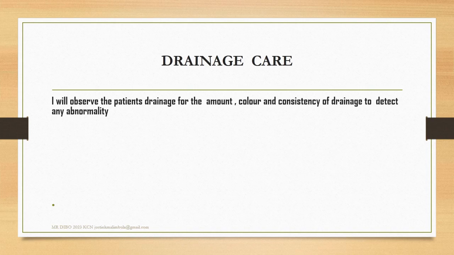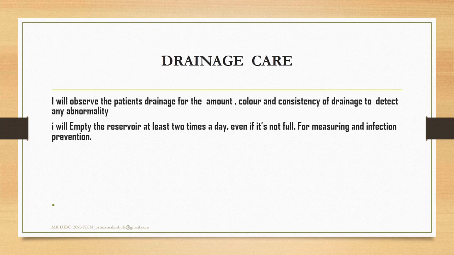So from there, you now move to drainage care. So remember, we are using the approach A, B, C, D. So under drainage care, here you need to make sure that you observe the patient's drainage for the amount, color, and consistency of drainage to detect any abnormalities. Very, very important. Observe the color, observe the amount, and the consistency of drainage to detect any abnormalities.